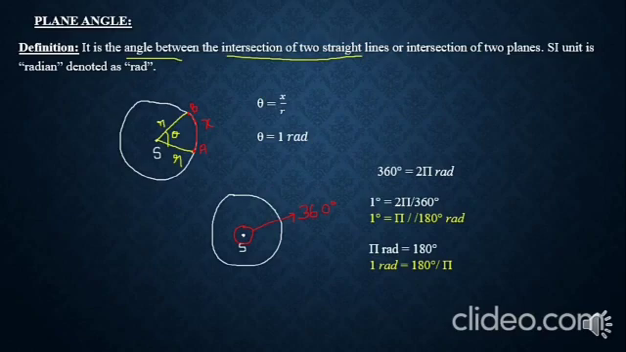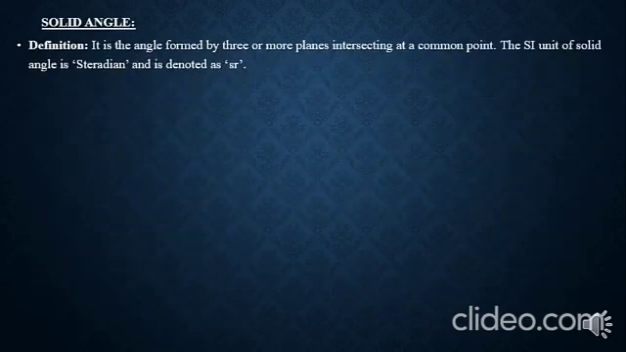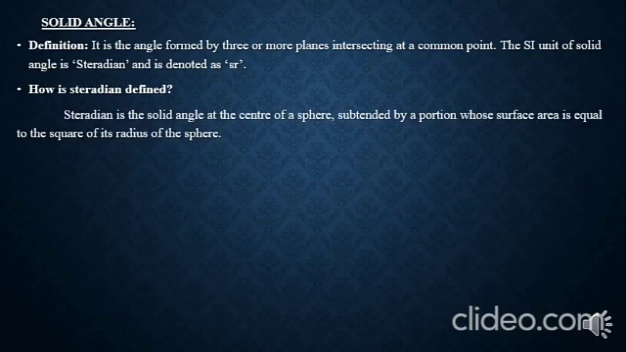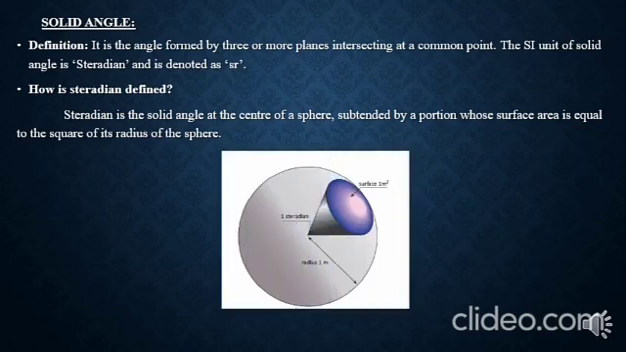Okay, so the next topic is about solid angle. The definition is it is the angle formed by three or more planes intersecting at a common point. The SI unit of solid angle is steradian. Now how can we define this steradian? Steradian is a solid angle at the center of the sphere subtended by a portion whose surface area is equal to the square of the radius of the sphere. This is how my solid angle is going to look. Now let's see more deeply about this.